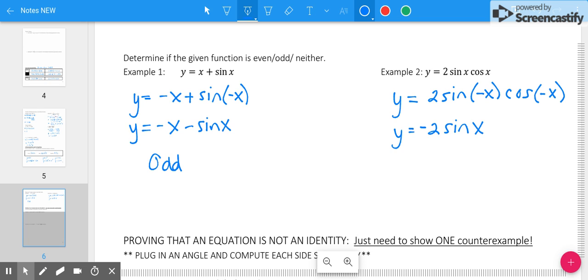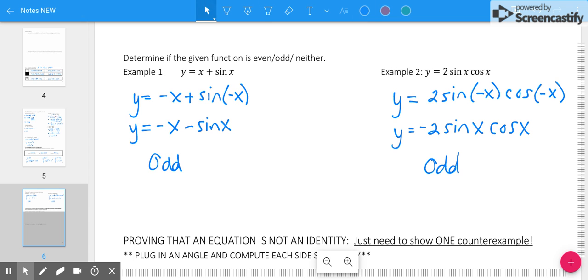And cosine of negative x is that even function. So the negative goes poof, which means we have cosine x. And in this case, look at the original, look at our output, and they are exact opposites. So this would also be an odd function.